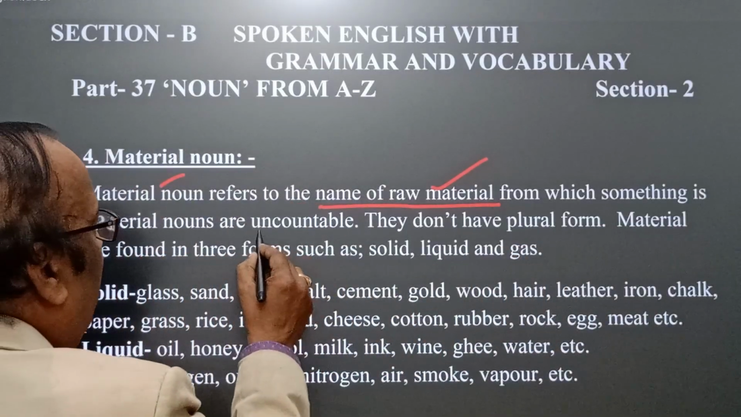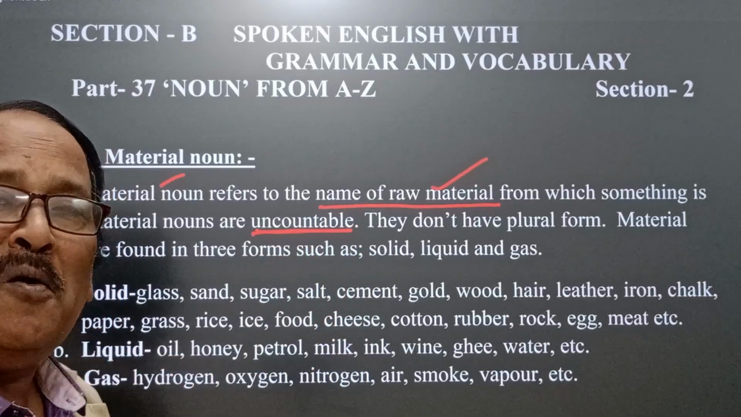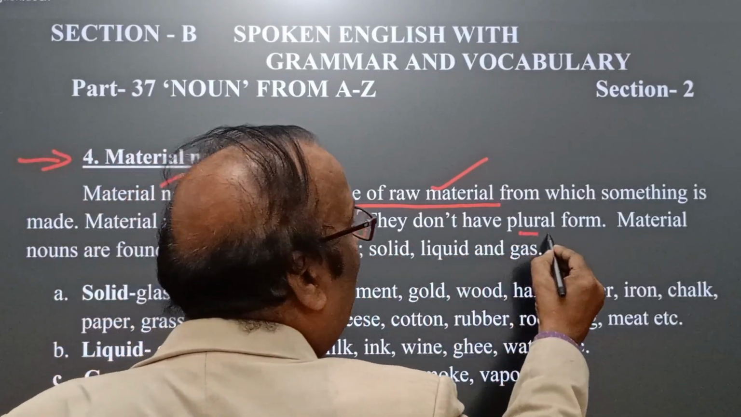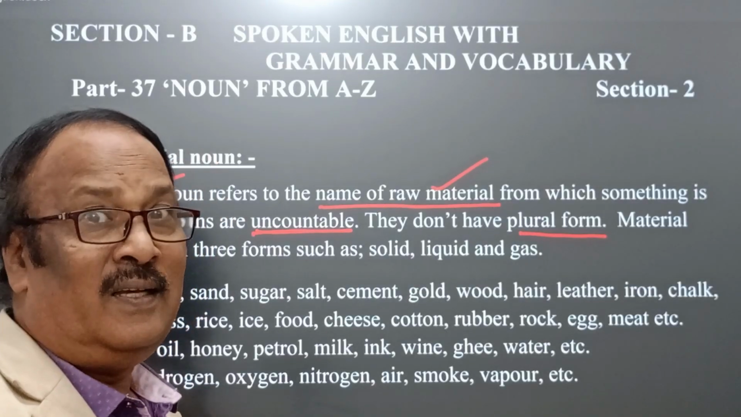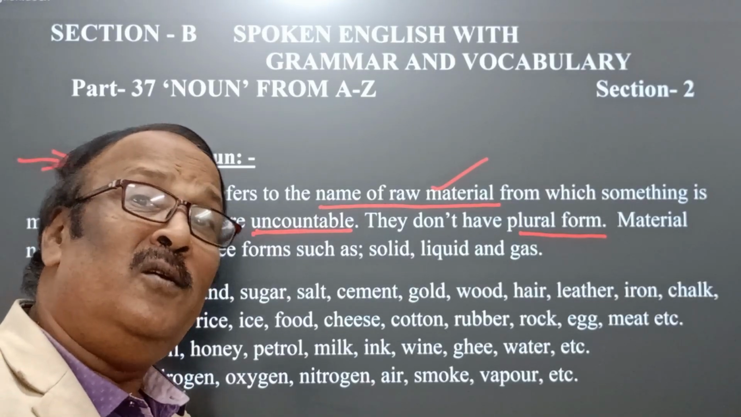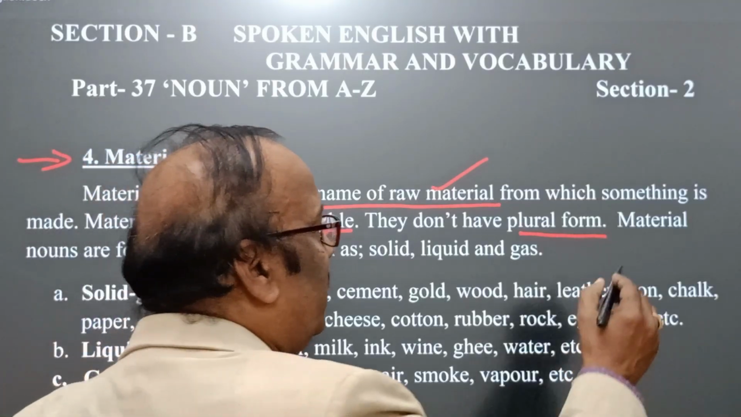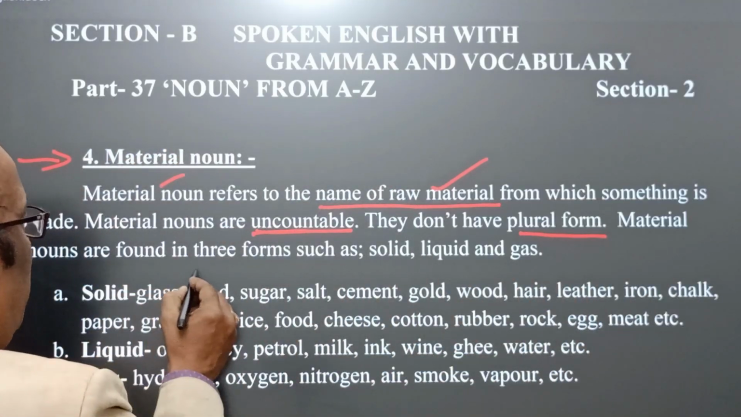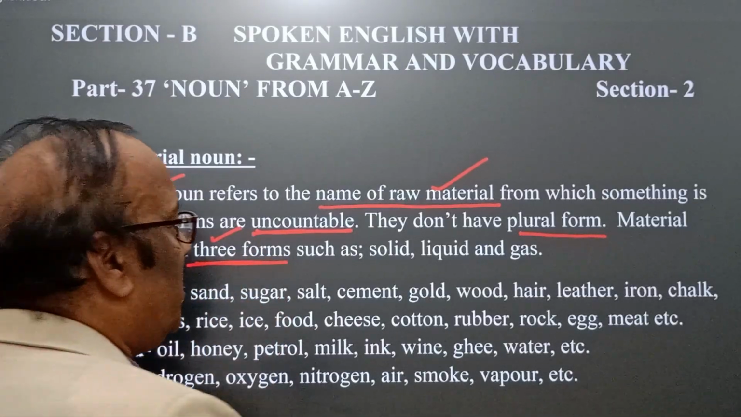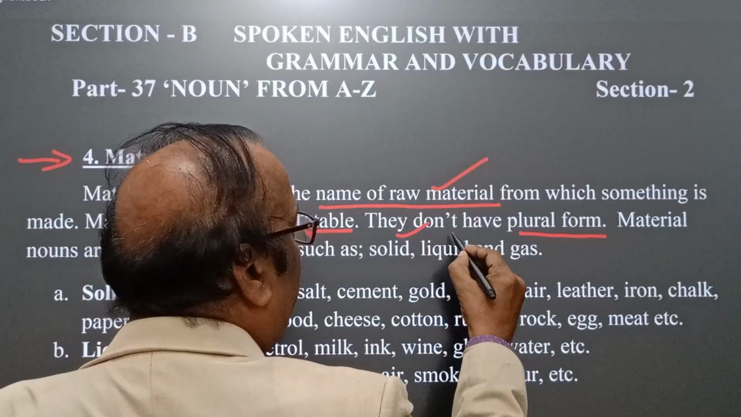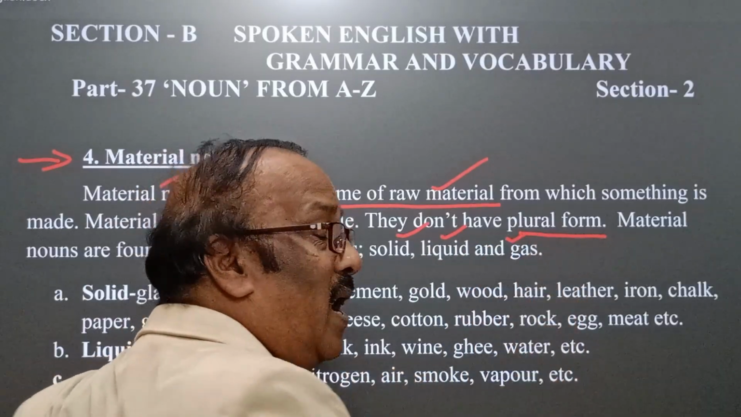Material nouns are uncountable. They cannot be counted. They don't have a plural form. Yes, they are used in singular and take singular form. Okay. Next, material nouns are found in three forms, such as solid, liquid and gas form.